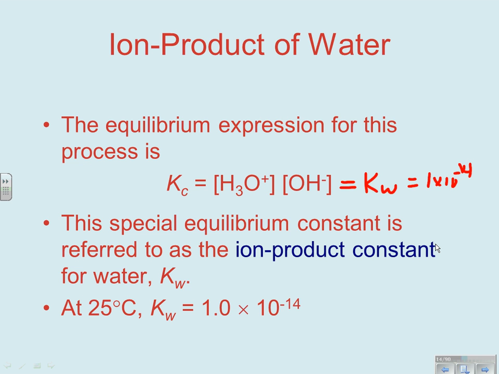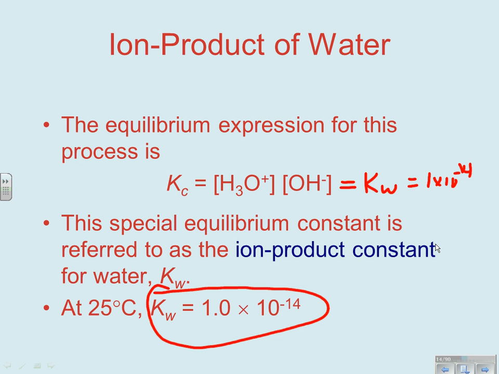But this idea is one of the ideas in the chapter that you need to be comfortable with and you need to be able to use. So the ion product of water is basically dealing with how much water ionizes. If you actually find out what the concentrations are and multiply them, you get 1 times 10 to the negative 14th, a very small number.